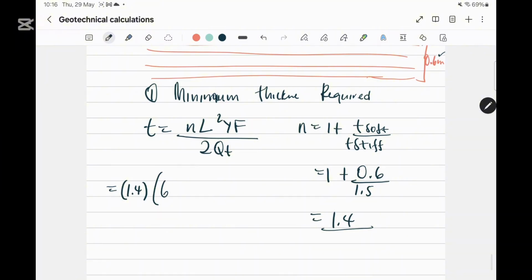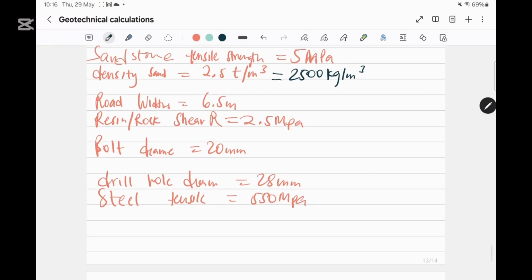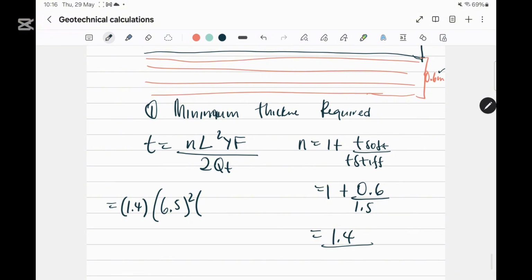So we're given it as 6.5, then squared. Then this thing that looks like y here, it's gamma. What? It's your unit weight. So it's going to be your density in kilograms per meter cubed times 9.81. We're given our density in tons, so to convert it to kilograms, it's 2.5 times 10 to the power of 3 kg per meter cubed. So it's just that times 9.81 for our gamma. So it's 2.5 times 9.81.